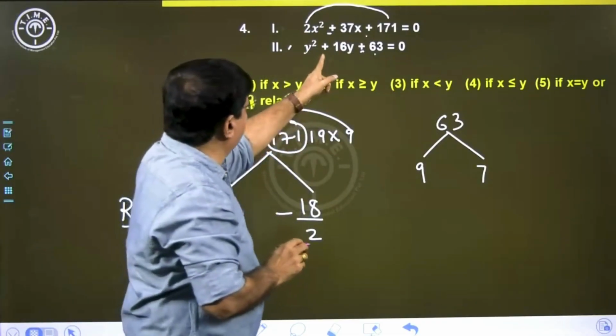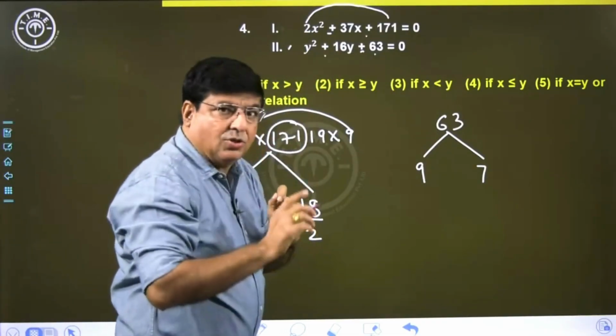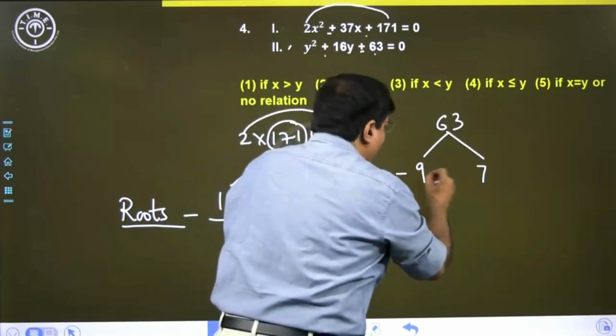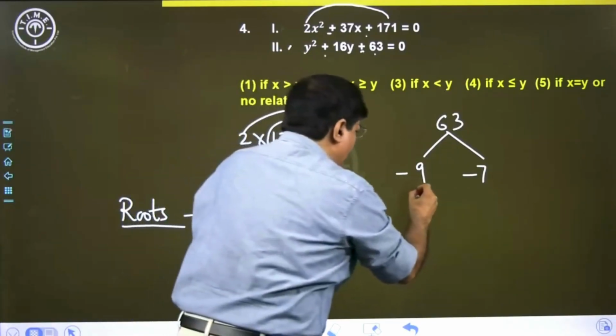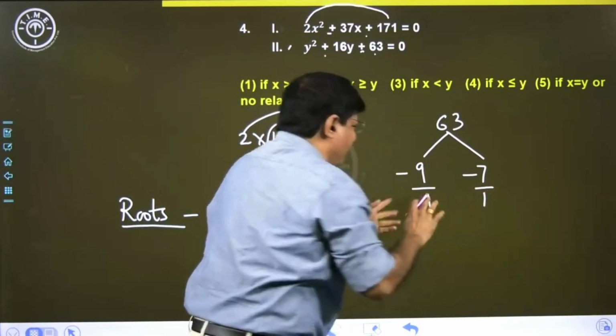Alright, what are the signs in the equation? Plus and plus. So what will be the sign of the roots? Minus and minus. What is the coefficient of y square here? 1. So you just don't write anything here, by 1, by 1. You can avoid it.